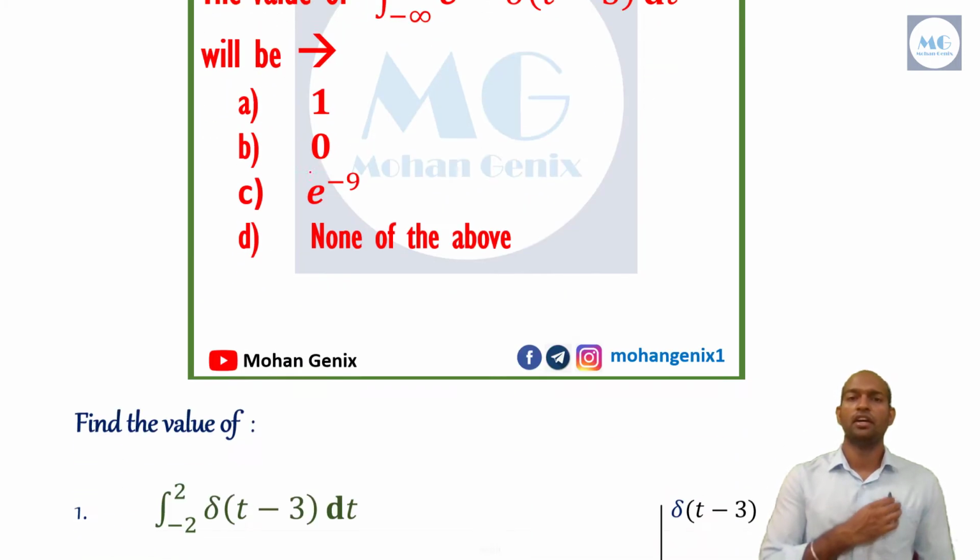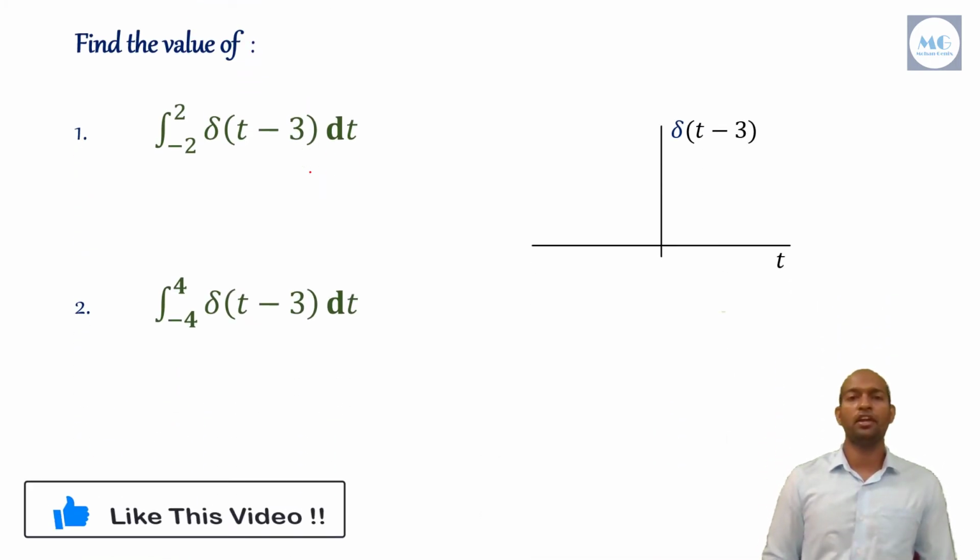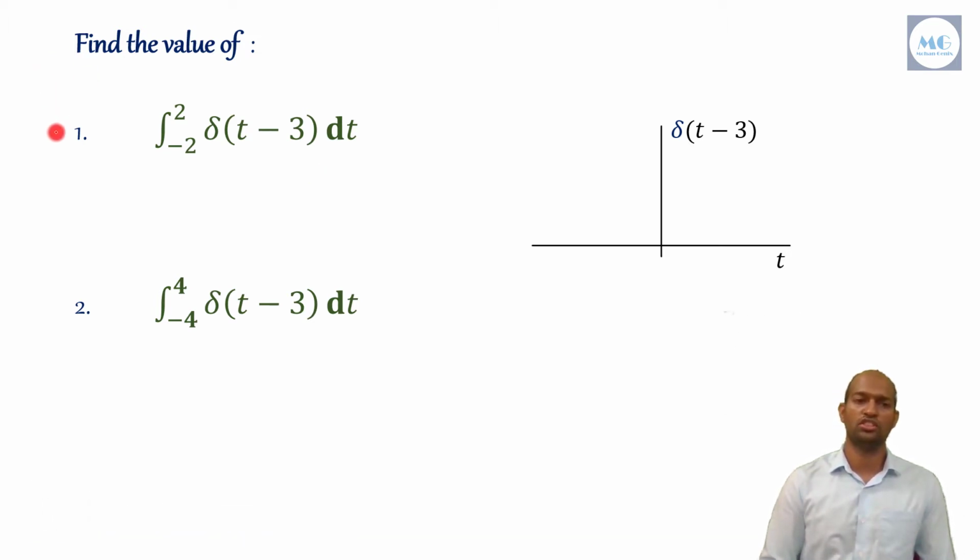So let's start. Before directly jumping into the seventh property of unit impulse signal, I want to solve these two questions. These two questions are basic questions of signals and systems which can come in your GATE exam and any exams which cover basic signals. Okay, so let's solve it. The first question is the integration from minus 2 to plus 2 of del t minus 3.